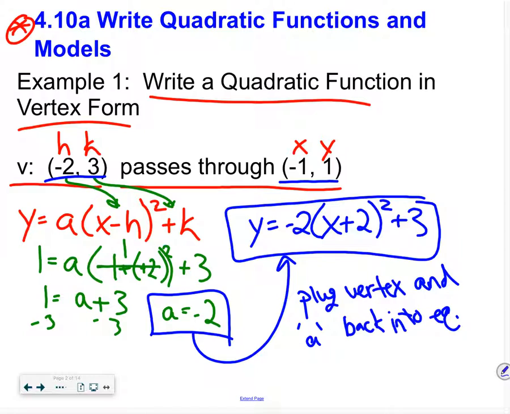So it's essential that you remember that when you're doing these. You have to remember what vertex form looks like. So I'd have it down there somewhere, or make sure you have it to reference in your notes. Okay?